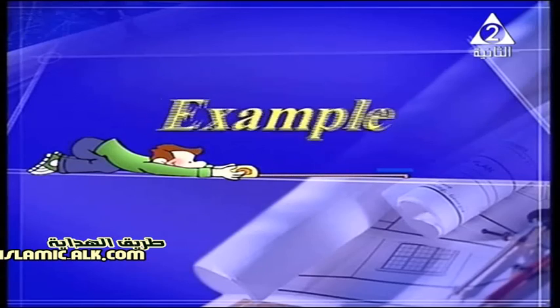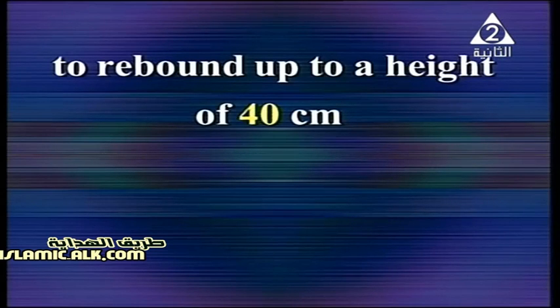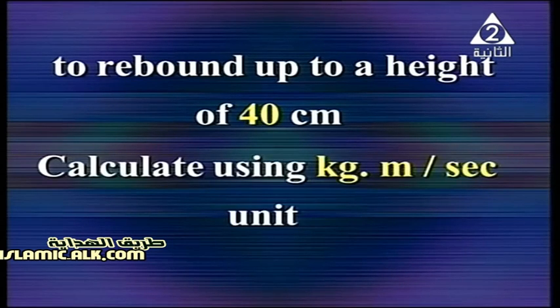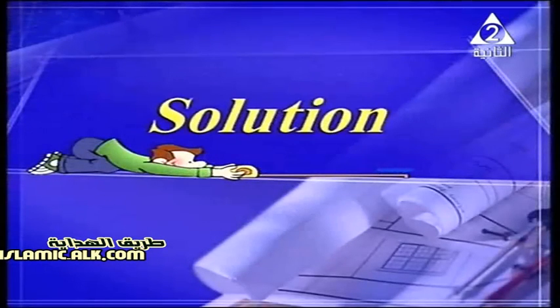Dear student, look at the important example. A rubber ball of mass 200 gram is let to fall on a horizontal surface from a height of 90 centimeter to rebound up to a height of 40 centimeter. Calculate, using kilogram meter per second unit, the magnitude of change of momentum of the ball as a result of impact. Dear student, look at the solution.